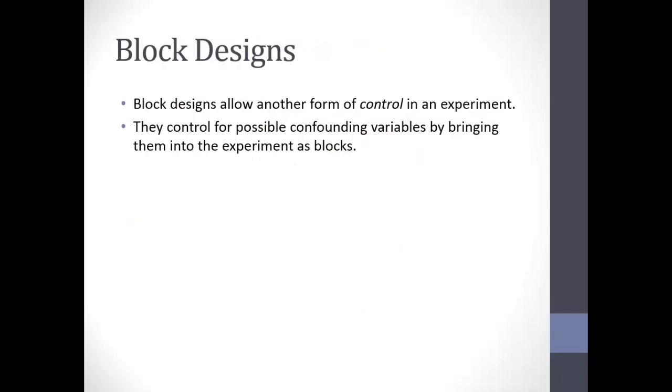And like I was saying, a block design, or a matched pair as well, is another form of control in an experiment. We talked a little bit about confounding variables and the effect that they might have, those lurking variables. Doing a block design is another way that I can control for that. So I can bring those confounding variables into the experiment and control for them.